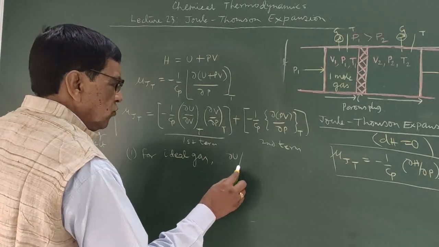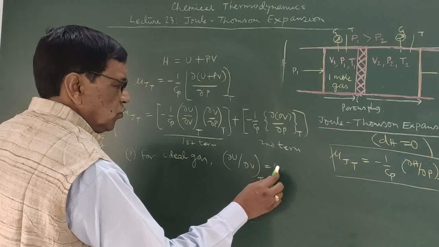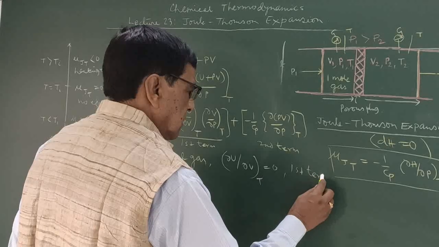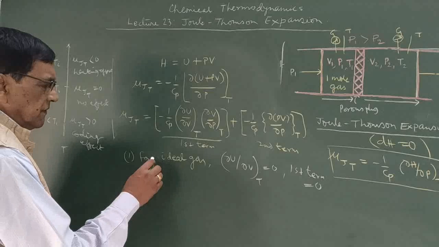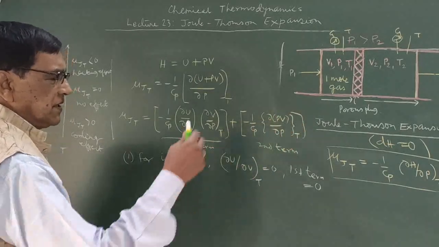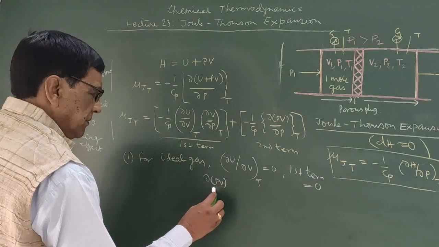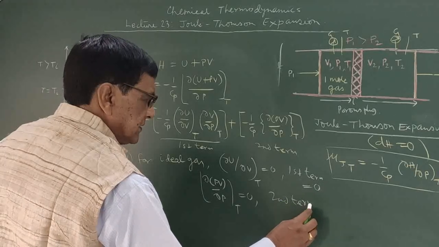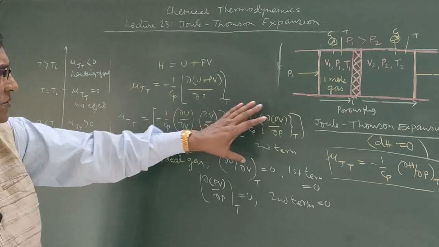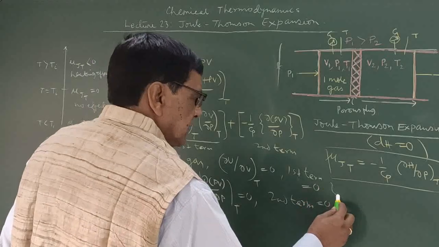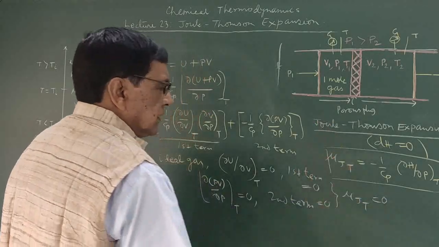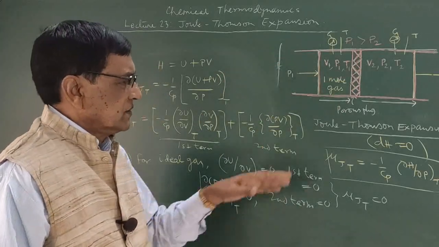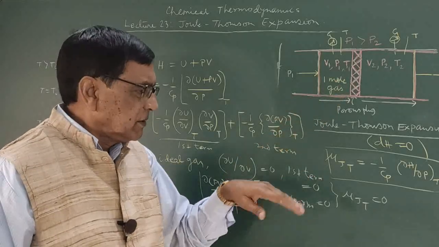For an ideal gas, del U by del V at constant temperature equals 0, so the first term equals 0. And in the case of an ideal gas, PV is constant at a given temperature, which is Boyle's law. So del(PV) by del P at constant temperature is also equal to 0, and the second term is also 0. First term 0, second term 0, sum of the two equals 0. So mu_JT in this case equals 0. It means that if this ideal gas undergoes this Joule-Thomson expansion, there will be no change of temperature, there will be no effect.